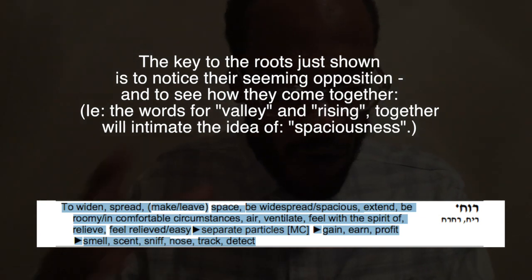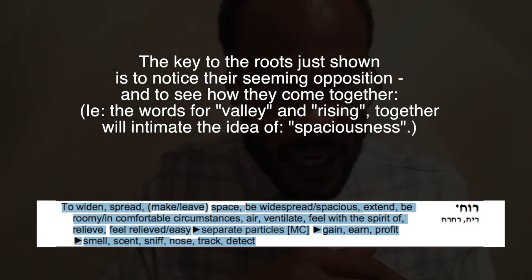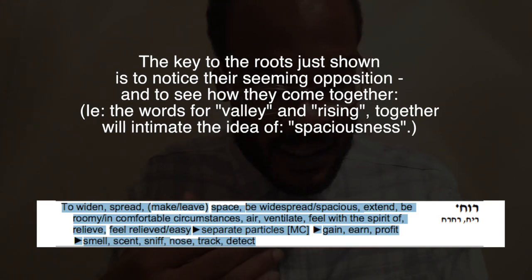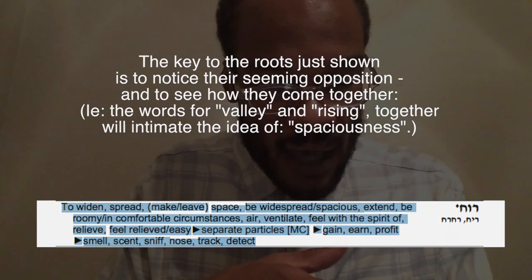Gain, earn, profit are ideas with this. Smell, scent, sniff, nose, track, detect, for example, the senses. The nose points to Mercury, god of science, rationality, the alphabet, and mathematics, the cause and end of the alchemical work. So that vacuous space gives creation in the way of creation.